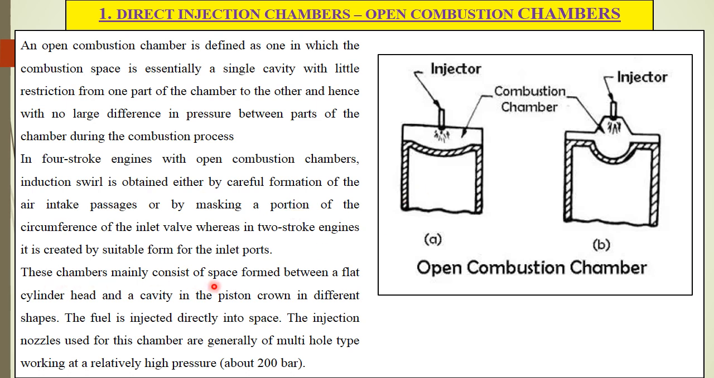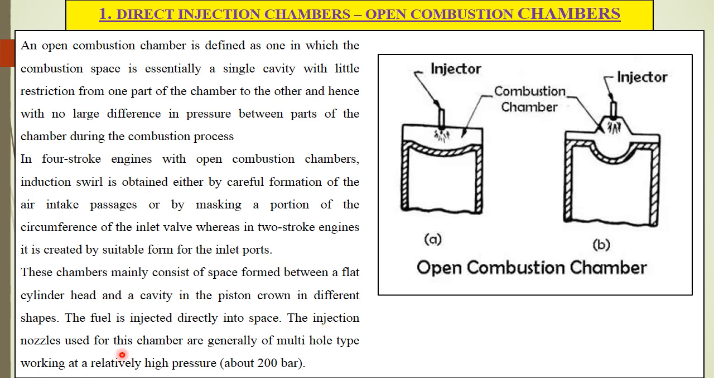These chambers mainly consist of the space found between the flat cylinder head and the piston. In an open chamber, the cylinder head is flat, and a cavity is provided in the piston crown. Various shapes are provided in the top of the piston. Here, less cavity is provided; here, more cavity is provided. Depth is more here, and less here. The fuel is injected directly into this space.